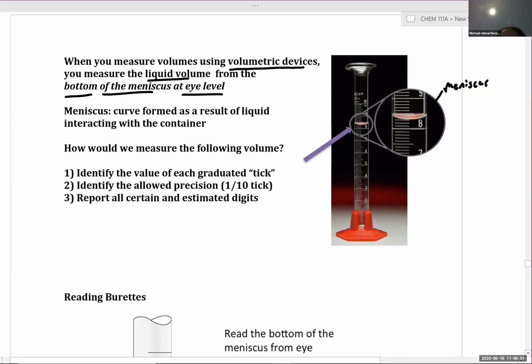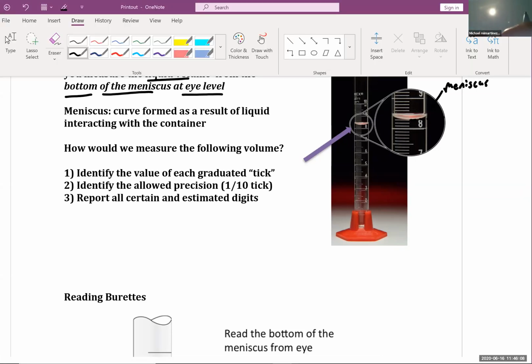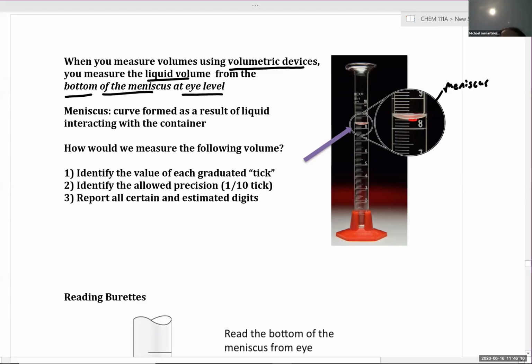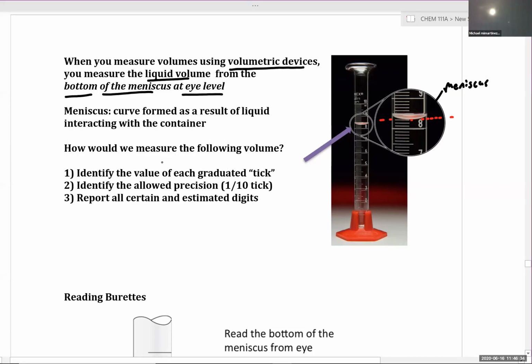So we're going to identify the bottom of the meniscus. Let me use a different color for this. Let's use red, as that's pretty bright. Okay, so here's our approximate bottom of the meniscus. Let me just erase so that way it's a little cleaner. Okay, so here's our bottom of the meniscus. Now that we have located the bottom of the meniscus, we just take our measurement like any other graduated device.